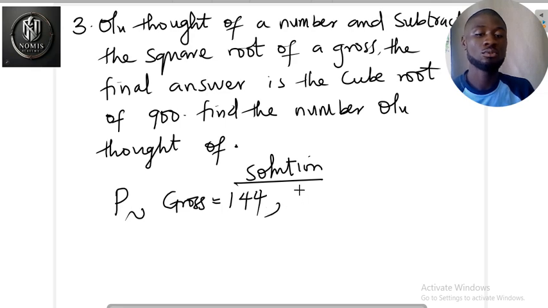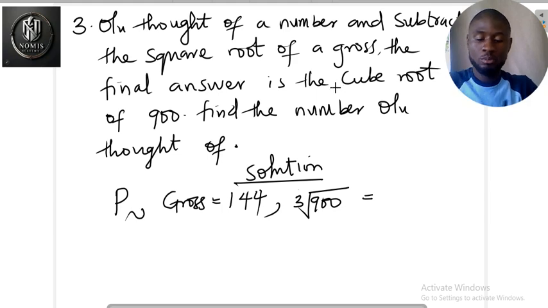The cube root of 900 is definitely what? A number that if I multiply by itself 3 times, will give me 900. Is it 30? No. Remember that 30 is the square root, not the cube root. So you need to be careful. You can grab your calculator and find the cube root of 900.